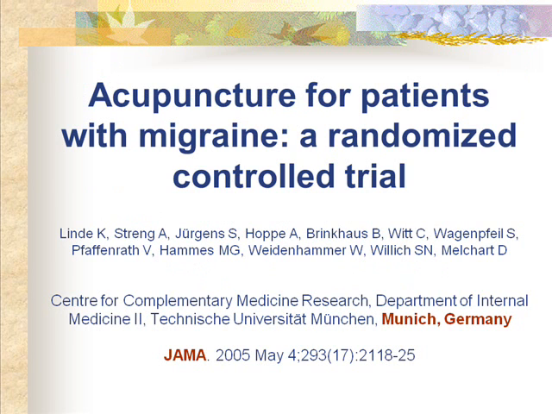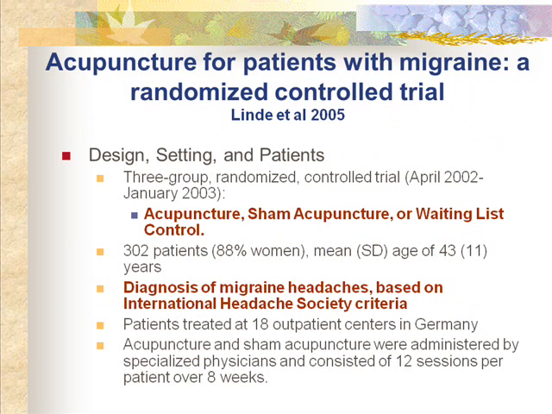And this is another group in Germany, published in JAMA a little bit earlier. And also 2 acupuncture groups and a wait list. Means you wait, then you subject them to acupuncture later. And I'm not going to do the details of the data, but at least they diagnosed migraine based on IHS criteria. You have a group first, then you subject them to acupuncture treatment. So this is to be delivered by a specialist physician trained in acupuncture, 12 sessions per patient over 8 weeks.